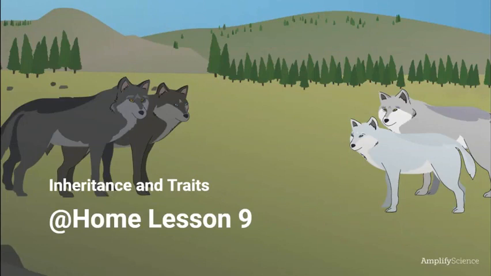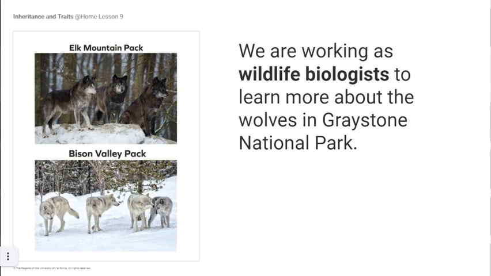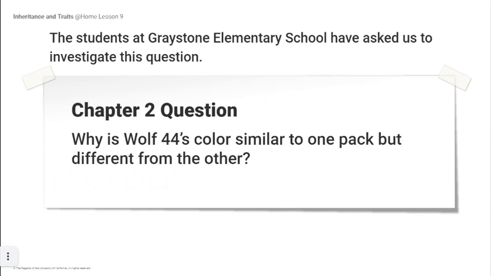Boys and girls, today we're going to learn some more in our Inheritance and Traits Lesson 9. We are working as wildlife biologists to learn more about the wolves in Greystone National Park. The students at Greystone Elementary School have asked us to investigate this question. Chapter 2 question: why is Wolf 44's color similar to one pack but different from the other?